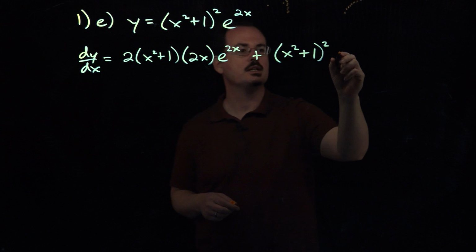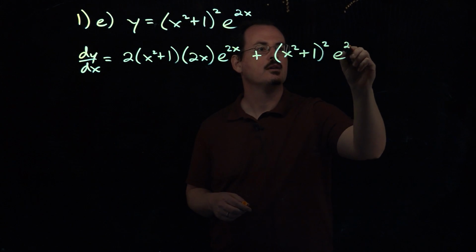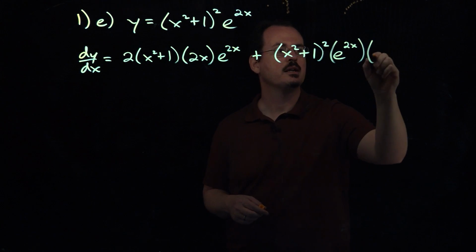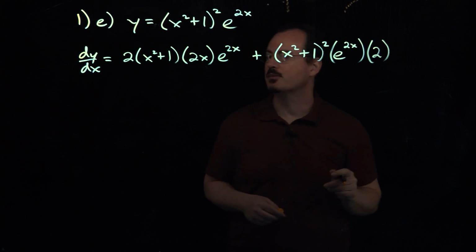Well, that requires the chain rule again with exponential functions. So since it's e to the x, we just copy it, and then we multiply it by the derivative of what's up there in the exponent.